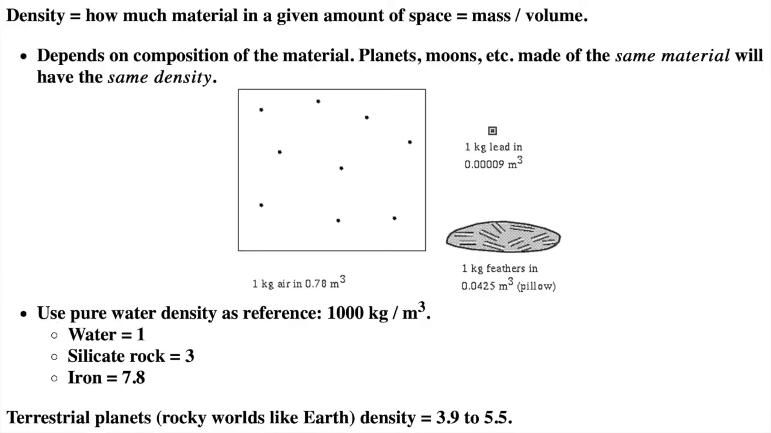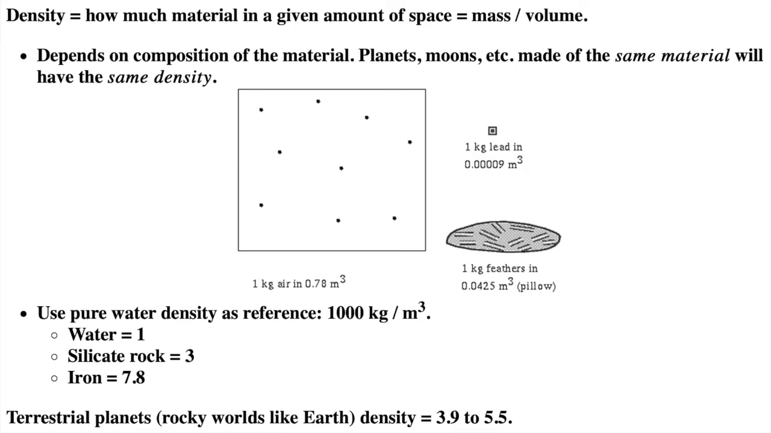Next slide. Putting the mass and volume together, we can get the density, which is an important quantity to determine because it indicates what the planet is composed of. The density is how much material there is in a given amount of space. Mathematically, mass divided by volume. The density depends on the composition of the material. Planets, moons, etc., made of the same material will have the same density. The picture shows things with very different densities but the same mass.